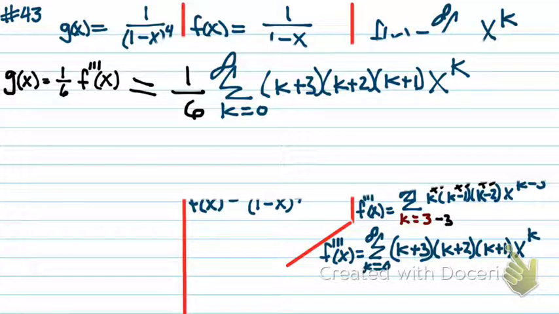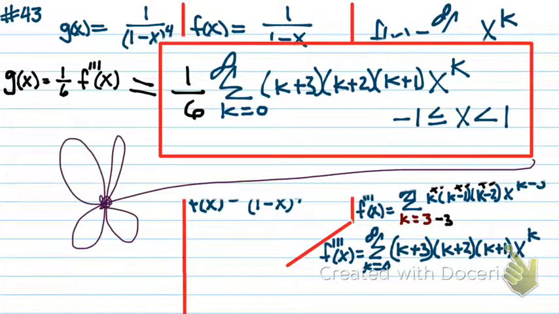Now you should use the ratio test. Set it less than 1. Find the endpoints, test the endpoints, and get your interval of convergence, which just happens to be negative 1 is less than or equal to x, which is less than 1.